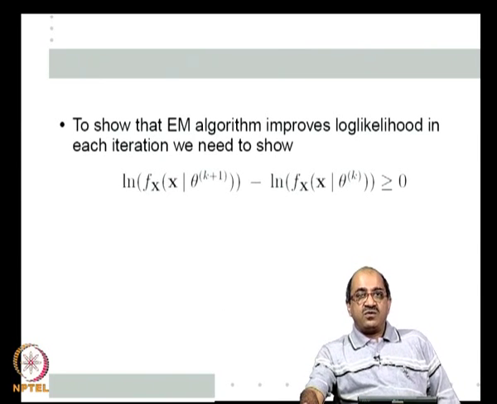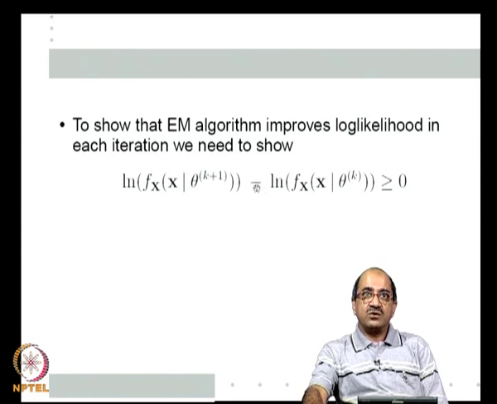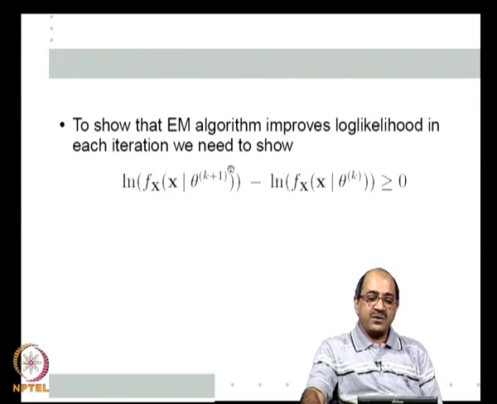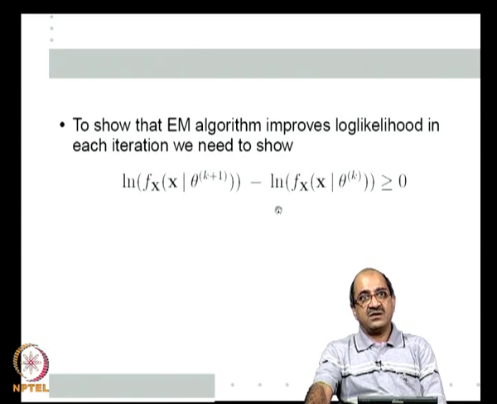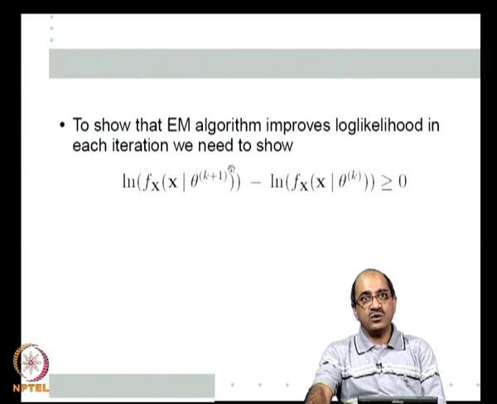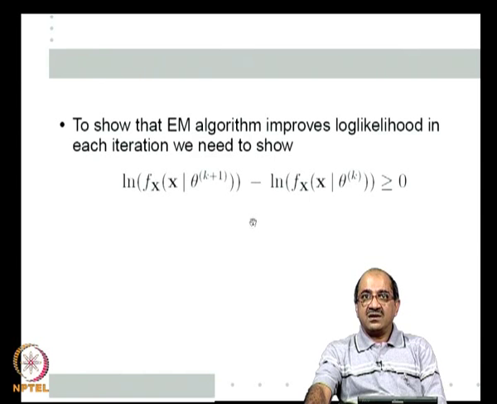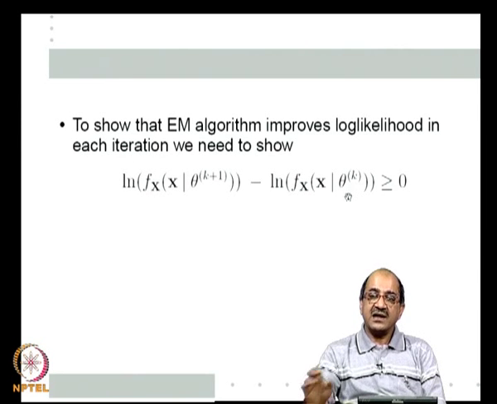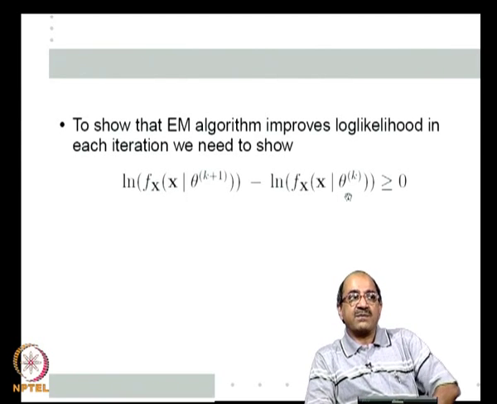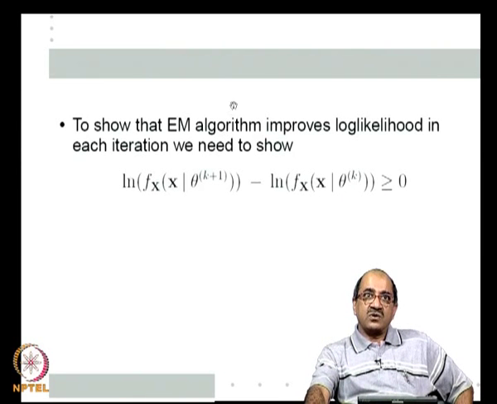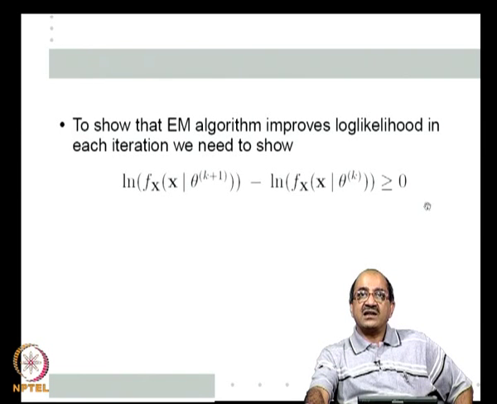Having done this, now we are almost complete with our proof. To show that the EM algorithm improves the likelihood, each iteration improves the likelihood is what we have to show. So, that means the log likelihood with theta k plus 1 is greater than the log likelihood at theta k, because theta k to theta k plus 1 is my kth iteration. So, ln f x given theta k plus 1, the log likelihood value at theta k plus 1, is greater than or equal to the log likelihood value at theta k.